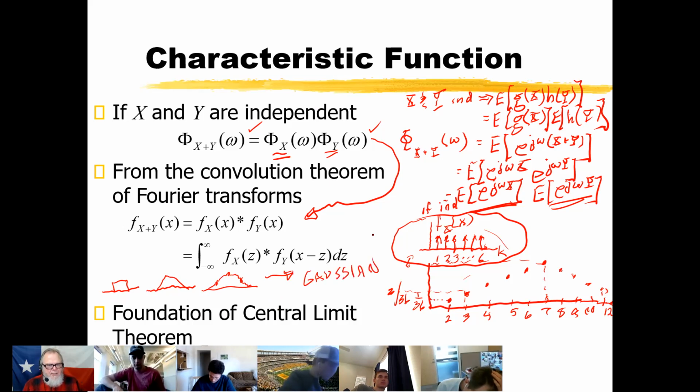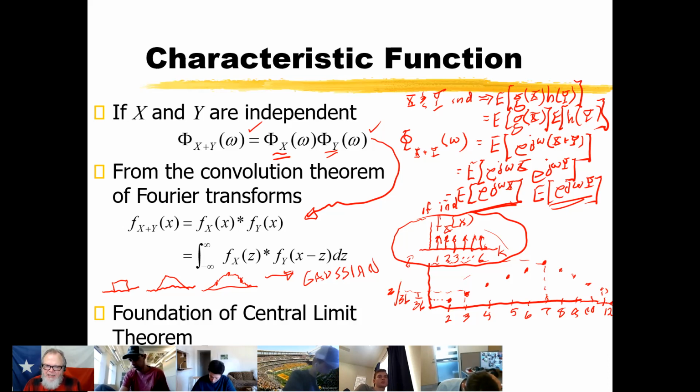And it does turn out that if you convolve enough functions with themselves or with other functions even, in the end, you're going to get a Gaussian. That's really an interesting property of convolution, is that you get a Gaussian. That's the foundation of the central limit theorem.